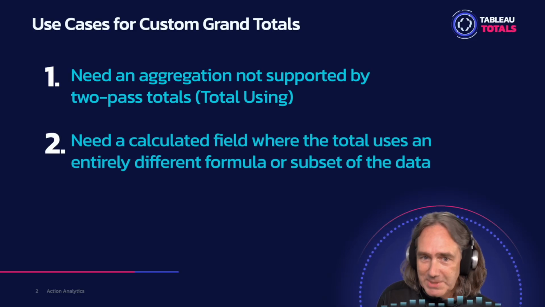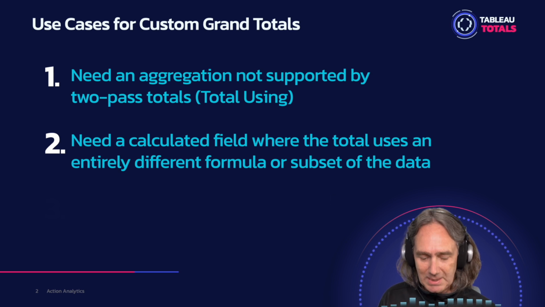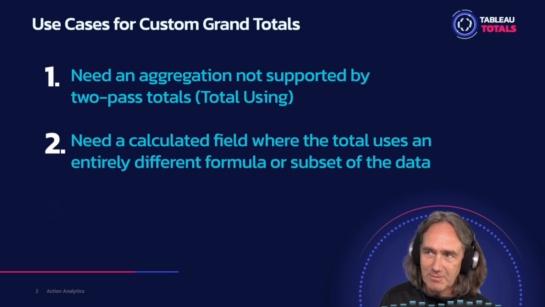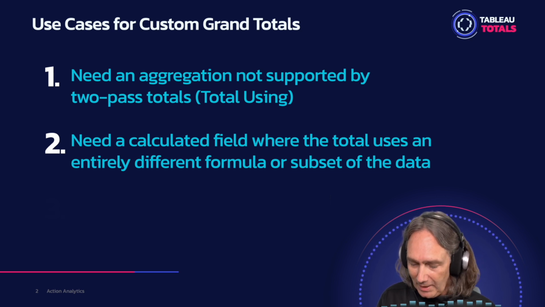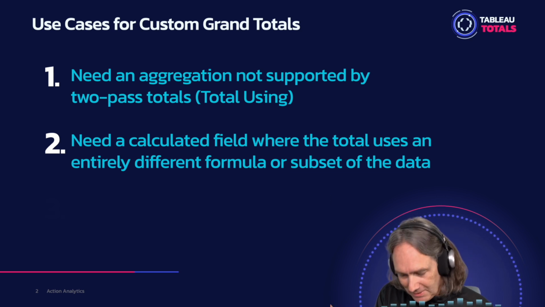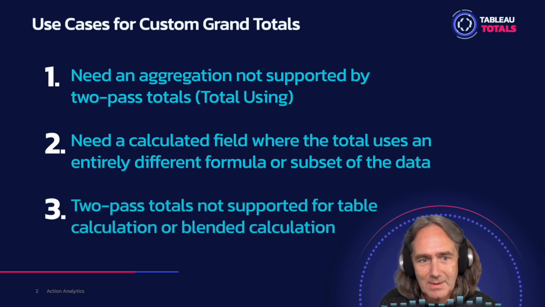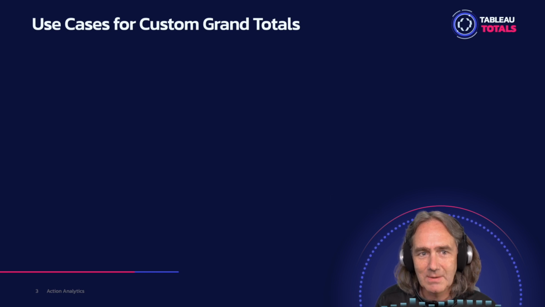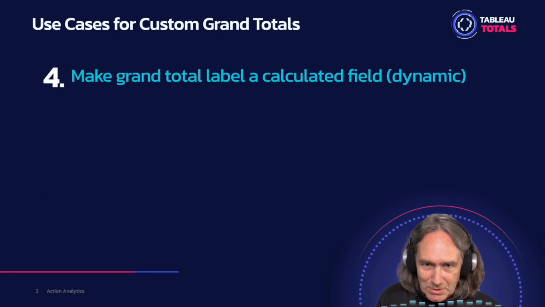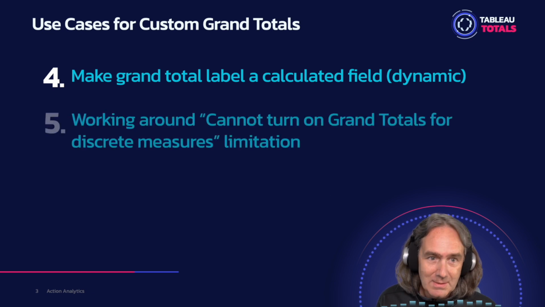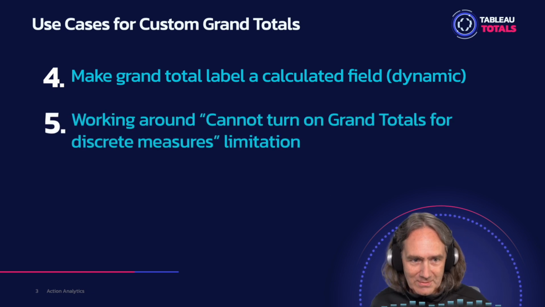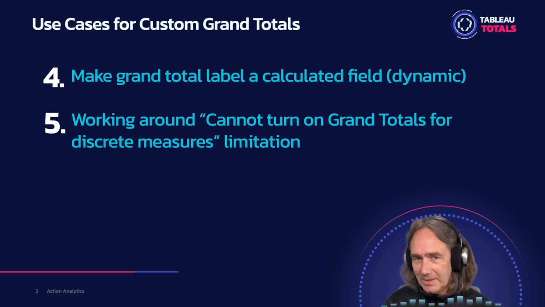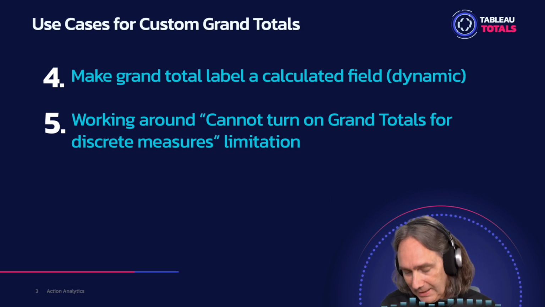And then the other option besides these others that I mentioned is maybe we have a calculation where the total is going to use a completely different formula from what we're having, or as I'm going to demonstrate here, an example using a subset of the data. Two past totals not supported for table calculation or blended calculation. Grand total being a dynamic calculation, and grand totals for discrete measures that we can't turn on, whether that's for rows or columns. So a lot of different use cases for this.